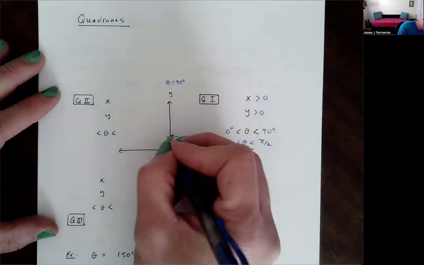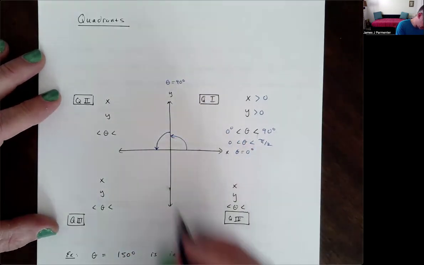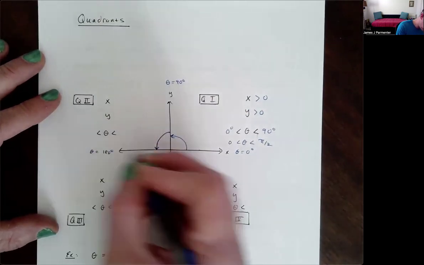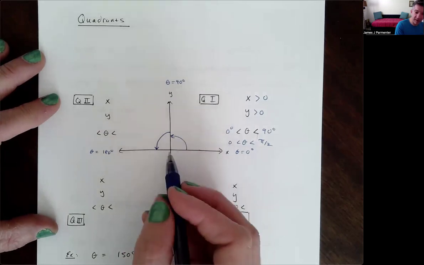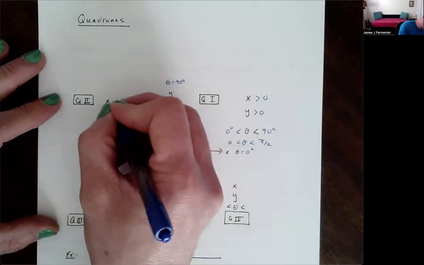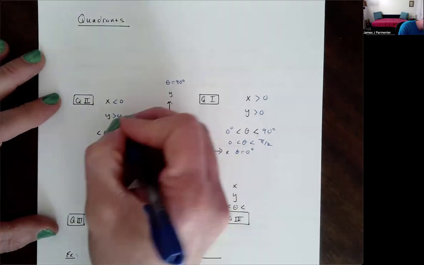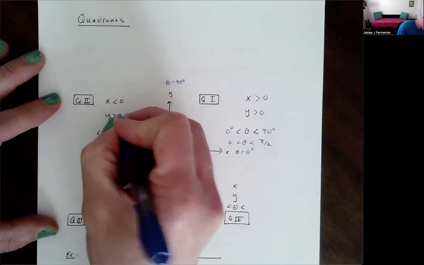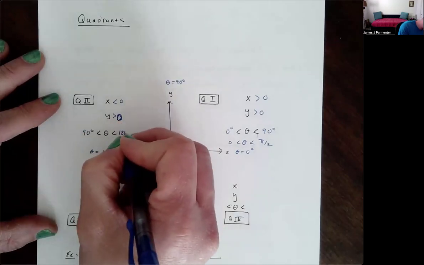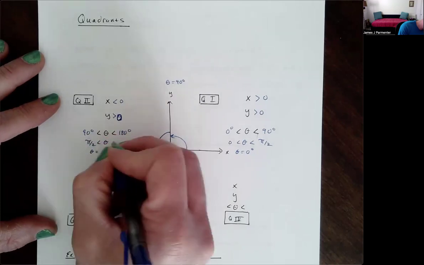In quadrant 2, going from here to here, your angle is between 90 degrees and 180 degrees. Over in quadrant 2, your x values are now negative because you're left of the y-axis. So x is actually negative over here. Y is actually positive over here, bigger than 0. Your angle, as I said, is between 90 degrees and 180 degrees. Or in radians, your angle is between pi over 2 radians and pi radians.